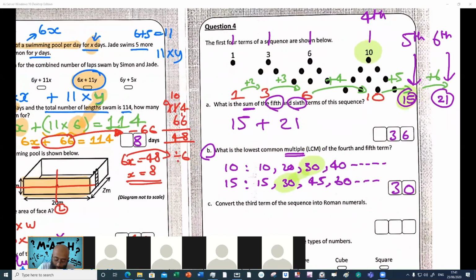Next, read. Convert the 3rd term of the sequence into Roman numerals. So what is the third term? The third term is 6, yeah? So how do you write 6 in Roman numerals?